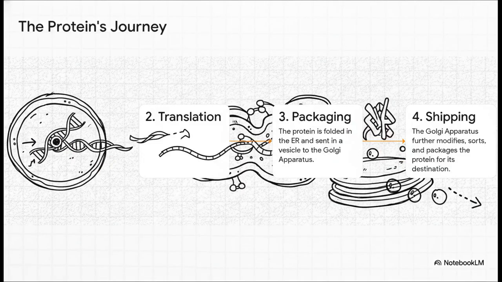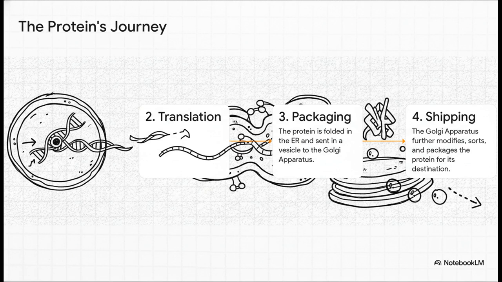So how does this whole production line work? It's this beautiful four-step dance. First, back in the nucleus, a copy of a gene is made. Think of it like a photocopy of a single page from the master blueprint. That copy is called mRNA. Second, that photocopy travels out to a ribosome on the factory floor, which reads the instructions and starts building the protein, piece by piece.